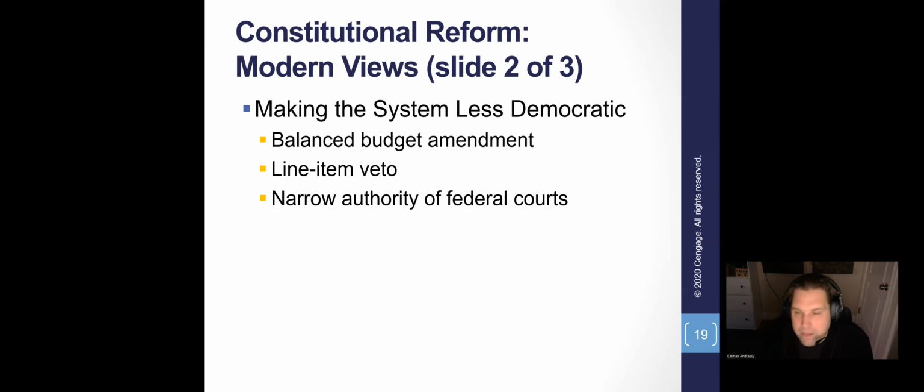Okay, making the system less democratic, right, is another thing that is being discussed. A balanced budget amendment, right? Don't allow the legislature and the executive to establish their own budget that borrows too much and puts everybody in debt, right? The national debt here in the United States is constantly changing and increasing pretty substantially.